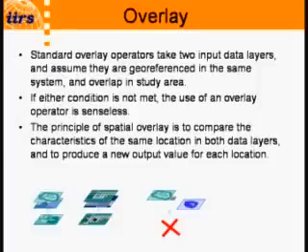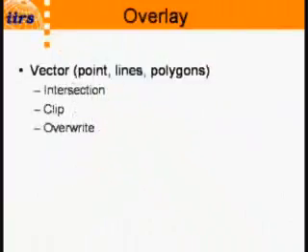So that is the most important part in any overlay analysis. The principle of spatial overlay is to compare characteristics of the same location in both data layers and to produce a new output value for each location. So at every point you will have a new polygon with different attributes.